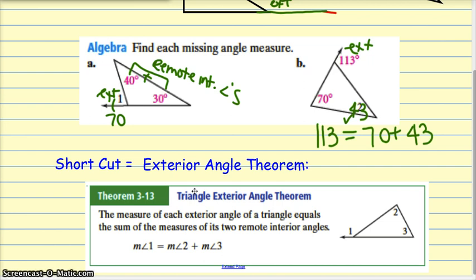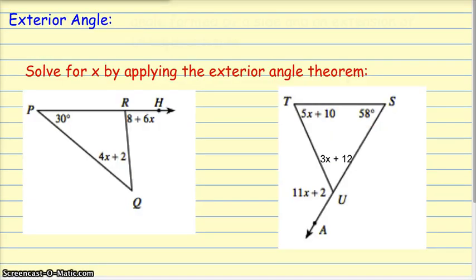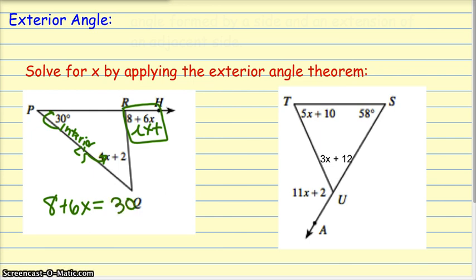While this is a shortcut for when numbers are involved, it is a required theorem when it comes to the algebraic expressions that need to be created for these next 2 problems. Recognizing that this angle on the outside is your exterior, these are your 2 interior angles. So the exterior angle needs to equal the sum of the 2 remote interior angles. And then you guys need to solve for x.